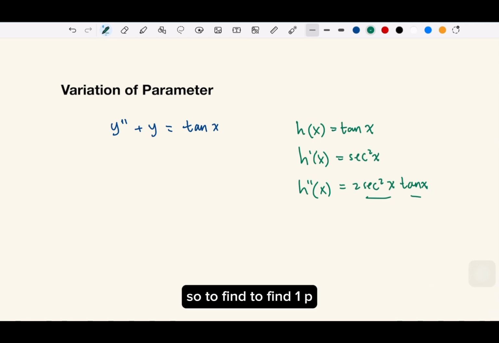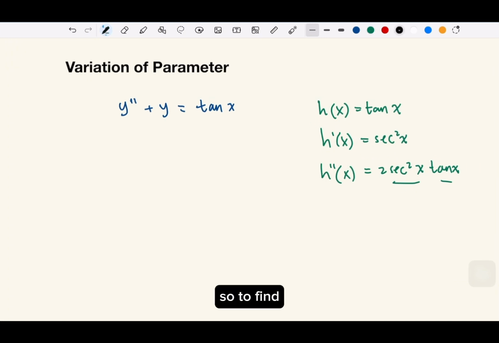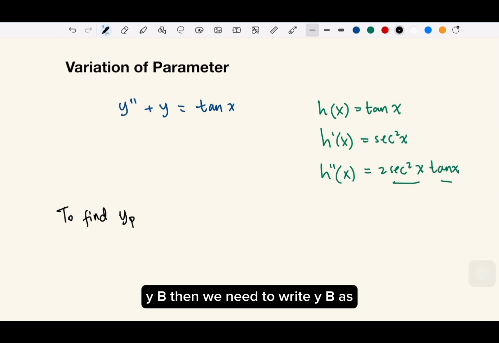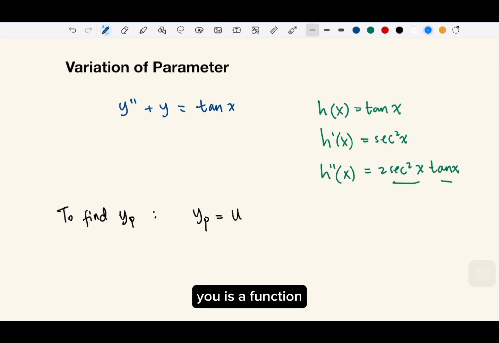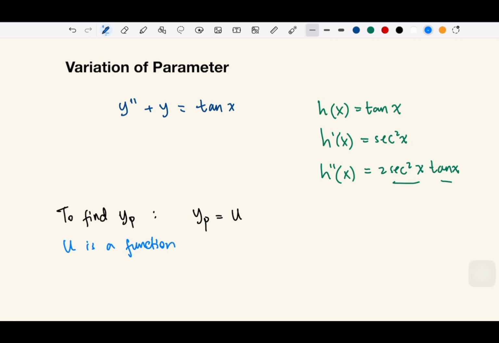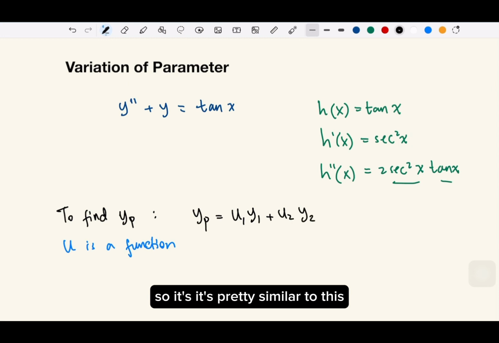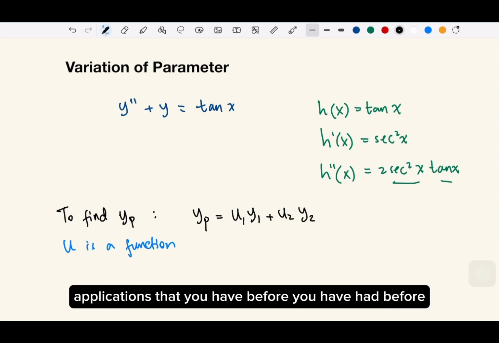So to find yp, we need to rewrite yp, introducing another function. Let's say u. So let's let yp be u1 y1 plus u2 y2. It's pretty similar to the substitutions that you have had before.